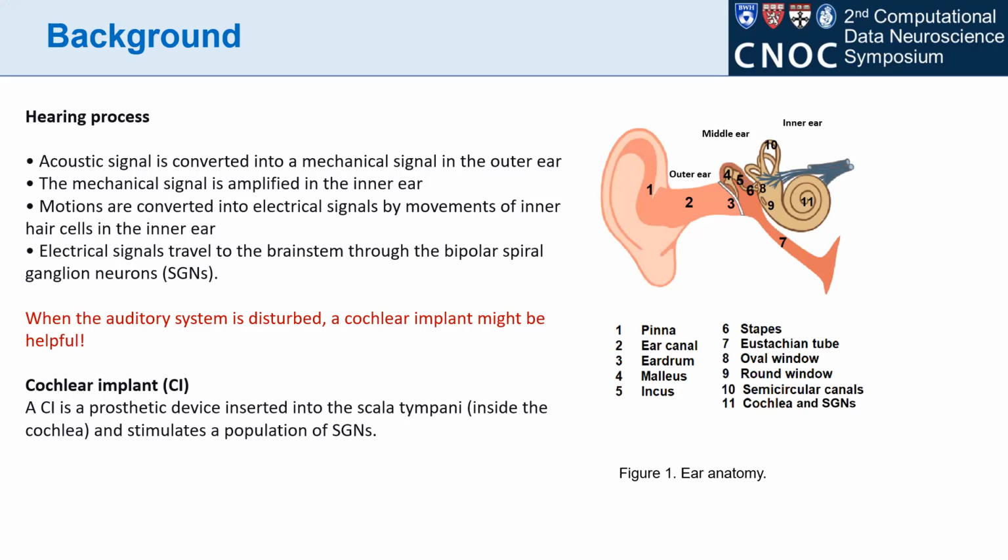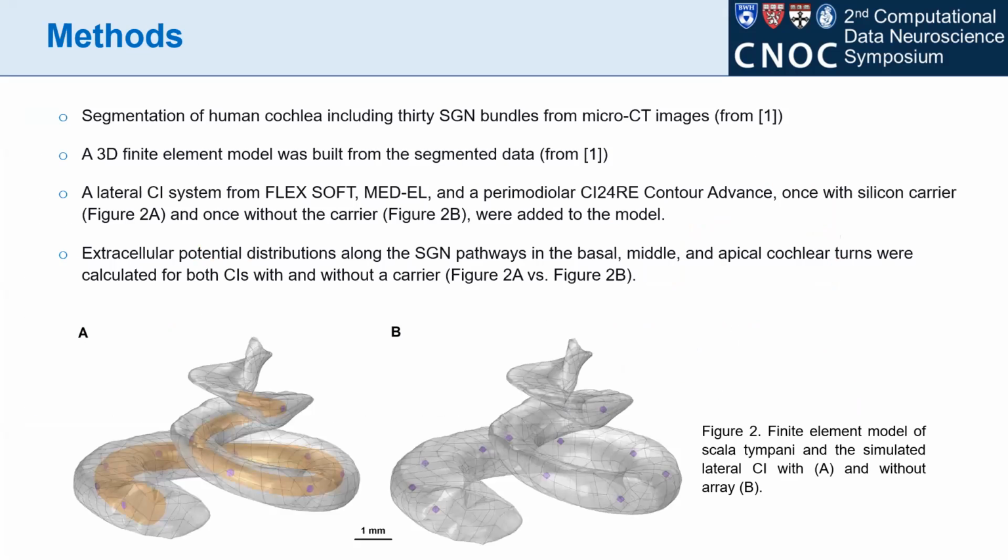When the auditory nerve is damaged, the cochlear implant can be helpful. A cochlear implant is a surgical device that is inserted into the scala tympani. In this study, we used human micro-CT images to segment the cochlea and 30 auditory nerve bundles. Then a 3D finite element model was built based on the segmented data.